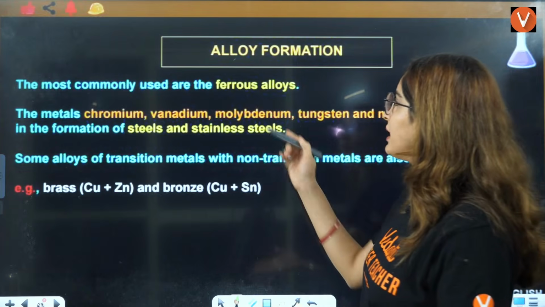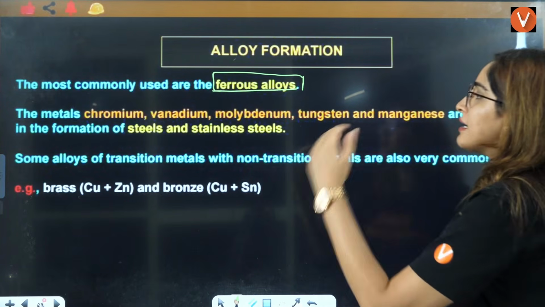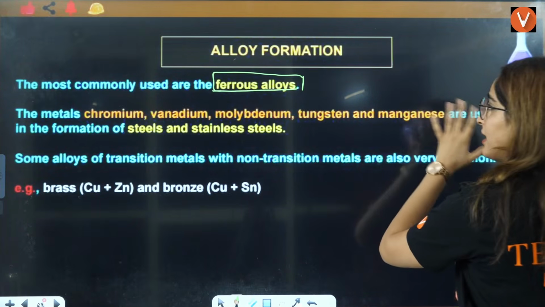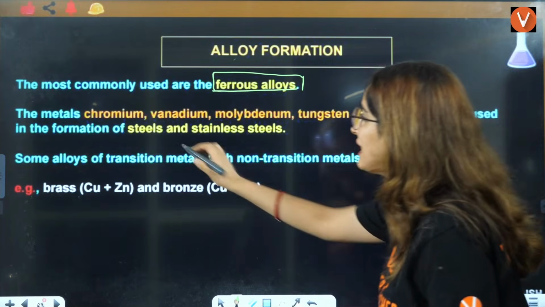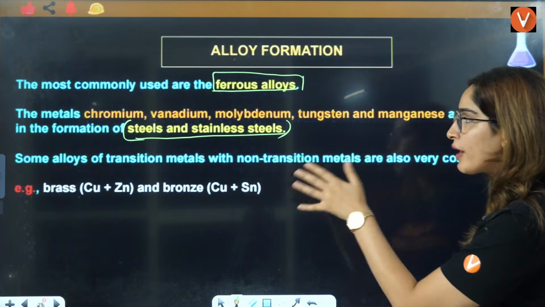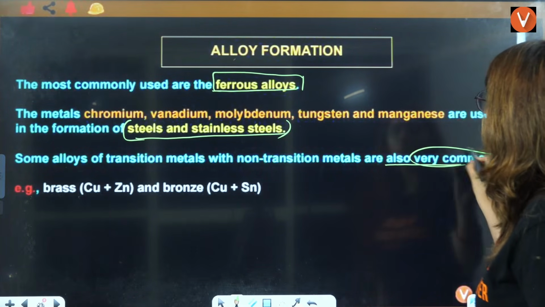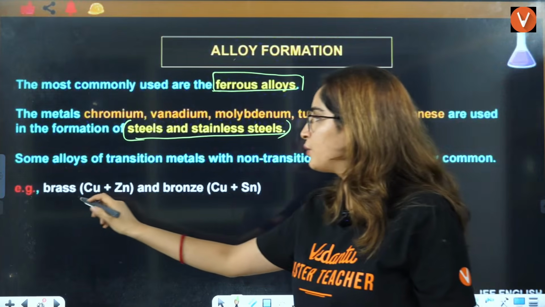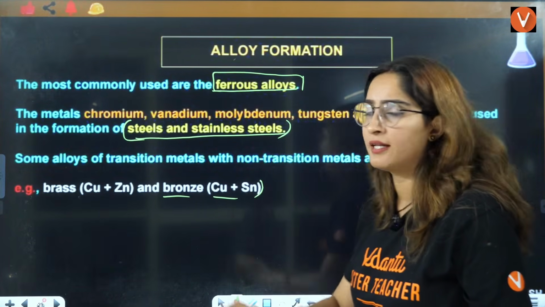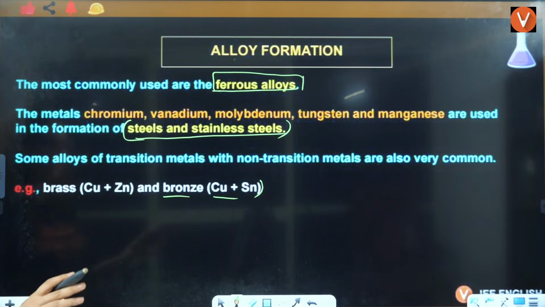Now, the most commonly used alloys are ferrous alloys that we see in daily life, right? The metals chromium, vanadium, molybdenum, tungsten, manganese are used in the formation of steel and stainless steel that we use in our houses. Some alloys of transition metals with non-transition metals are also very common, right? For example, you have brass with copper and zinc, bronze with copper and tin. So these are some of the examples that you must have seen already, right?